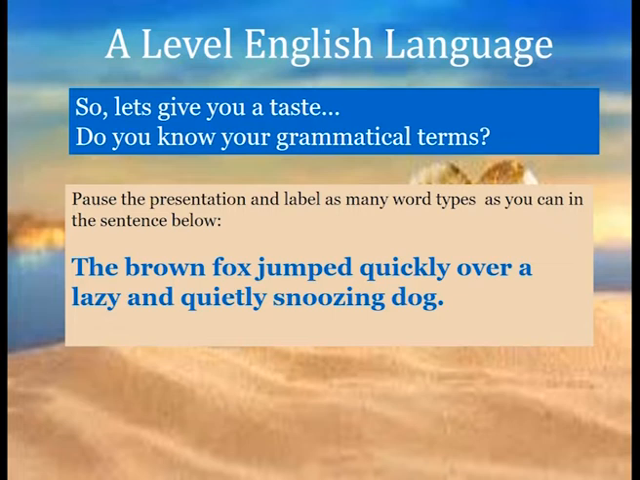Remember, we said that terminology was important. Have a look at the sentence in blue, pause the presentation and see how many word types you can identify here. So for example, fox is a noun. When you are ready, press play to see how you did.